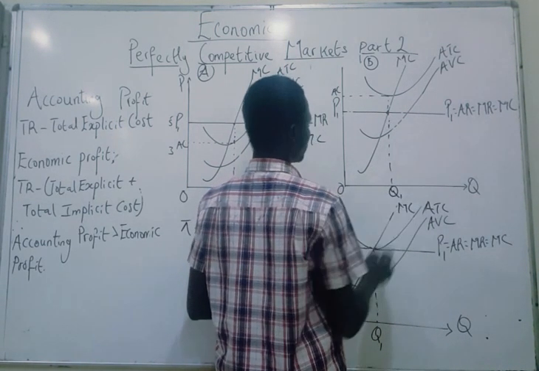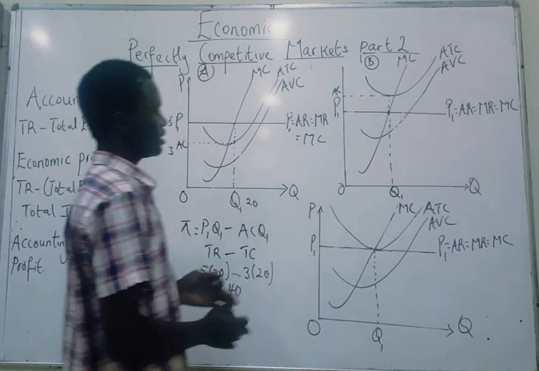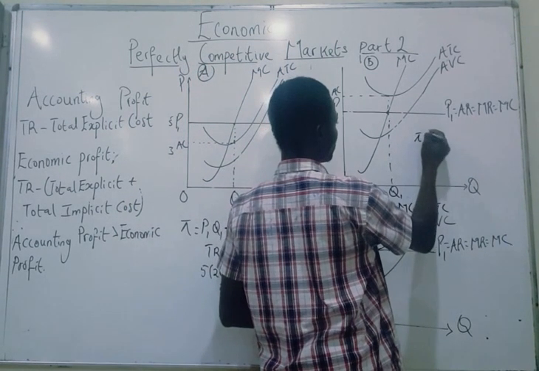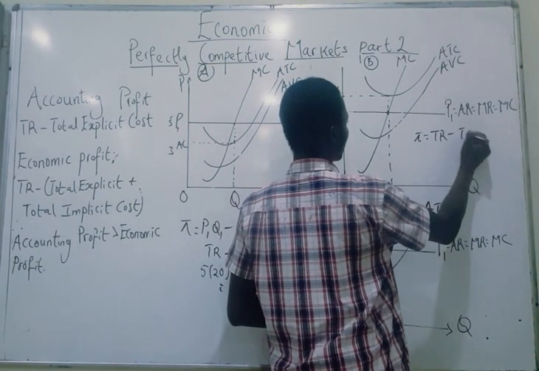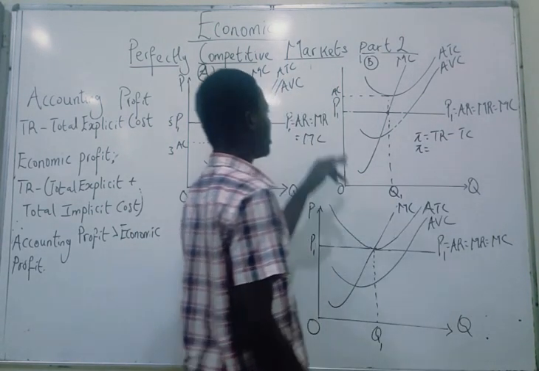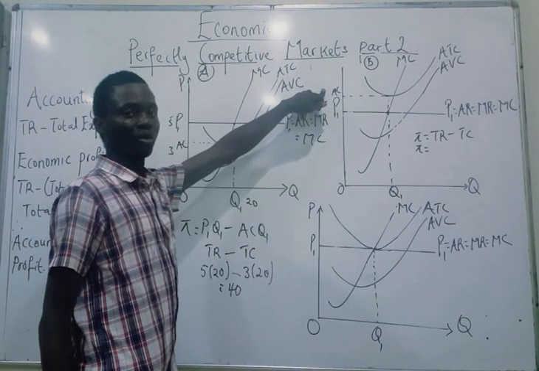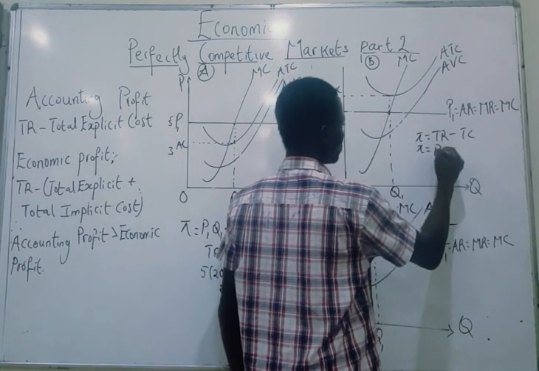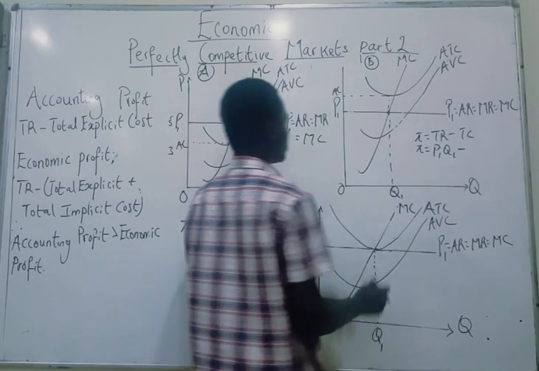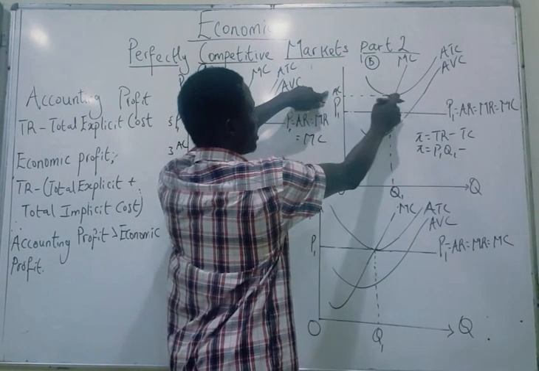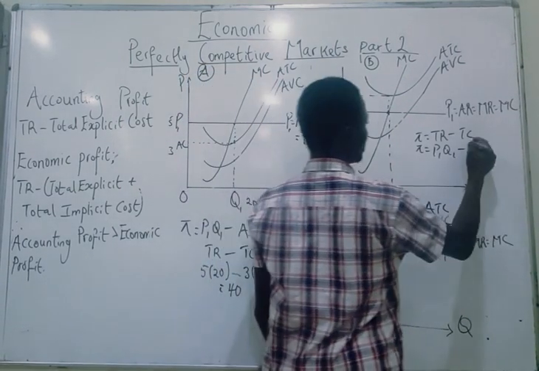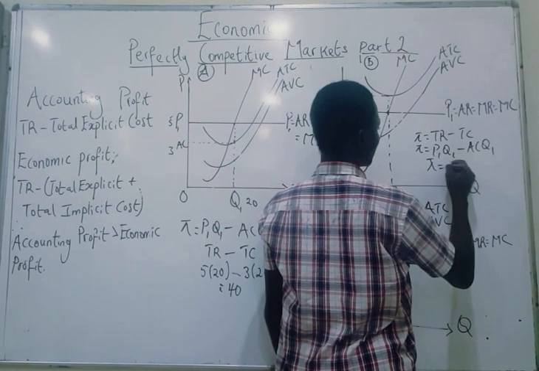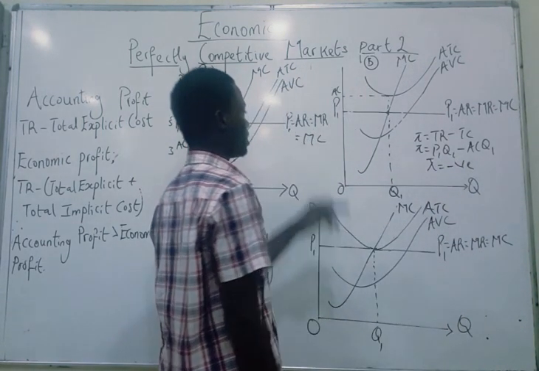This is Q1. In this particular case, what are we going to have as our profit? We know our profit equals total revenue minus total cost. Look at the P. The P is lower than where the average cost is. So we have P1 Q1, then minus AC, the average cost, multiplied by Q1. So what's our profit going to be in this case? It is going to be negative, simply because the average cost is higher.